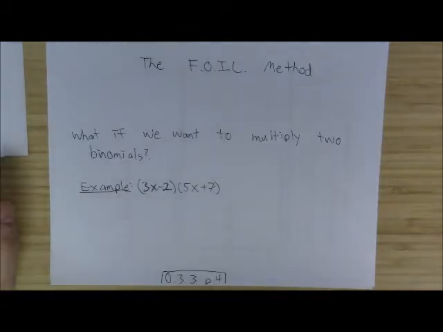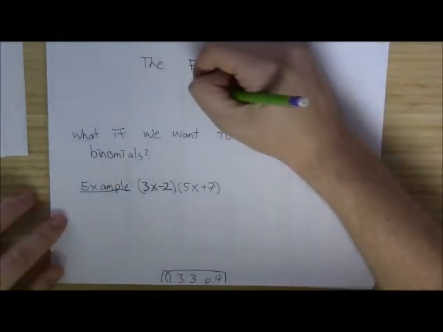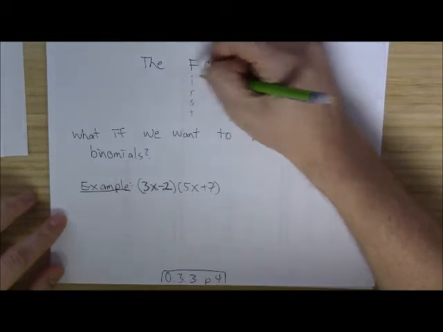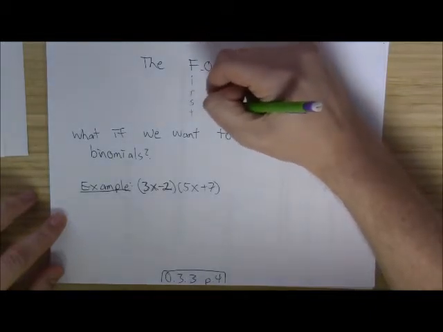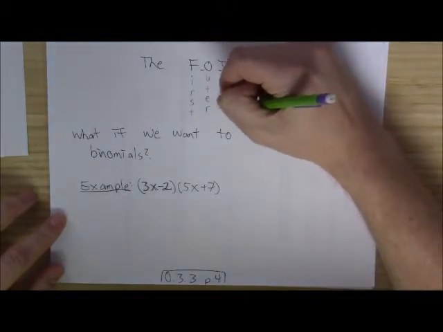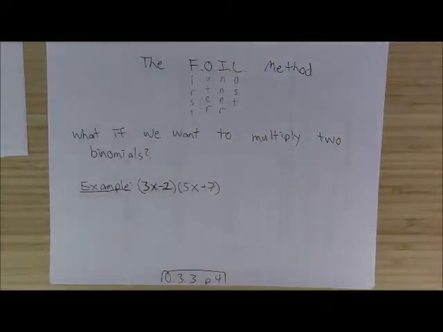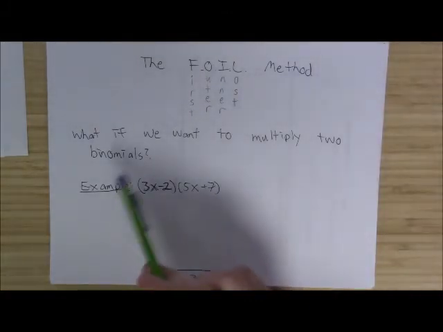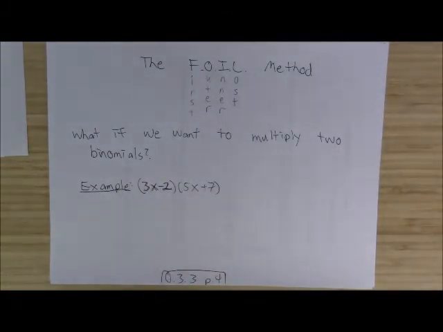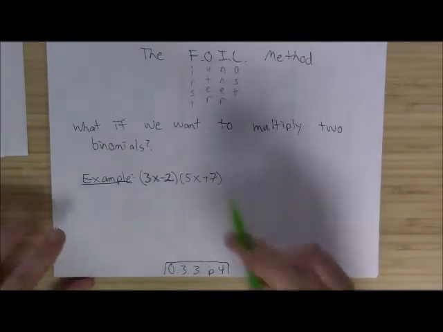Now, let's talk a bit about the FOIL method. What does FOIL stand for? Well, FOIL stands for first, outer, inner, and then last. So the reason why we like the FOIL method is that it helps us to multiply two binomials together. Okay? So how does this work?